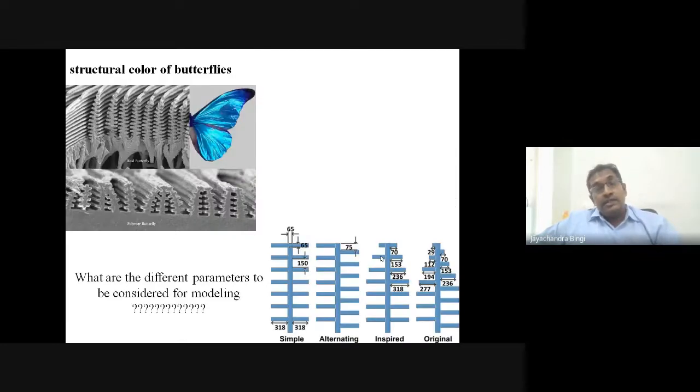Okay, this is the second example. What is this? Butterfly. That blue color, now these days blue color is becoming famous. Why? This particular blue is famous. Why? Tell me, from your engineering point of view. Hard to fabricate.